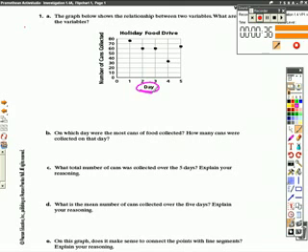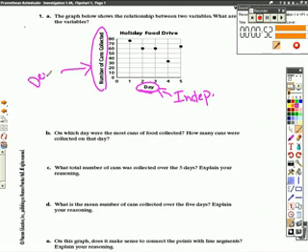So the variables are day and number of cans collected. The variables are always listed on the X and the Y axis. Day is your independent variable and number of cans is your dependent variable.